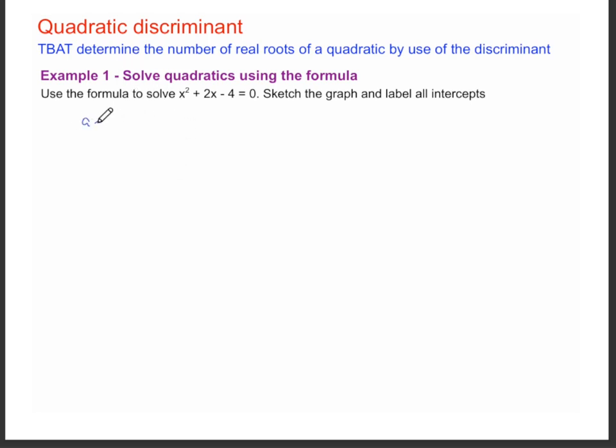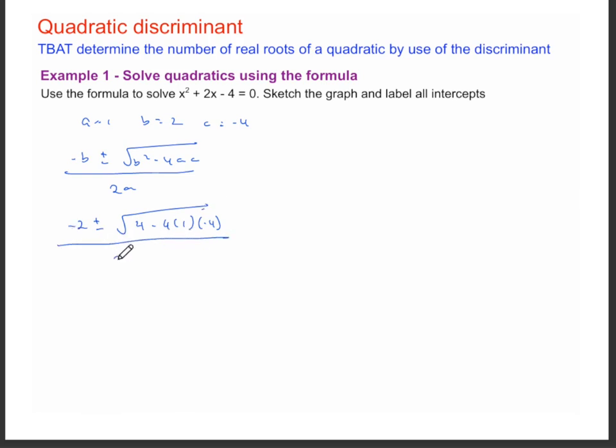In this, a is 1, b is 2, and c is negative 4. And we can write our quadratic formula, which is negative b plus minus square root b squared minus 4ac all over 2a, where your b is 2, so negative 2 plus minus square root of 2 squared, which is 4, minus 4 times 1 times negative 4. That all over 2 times 1.